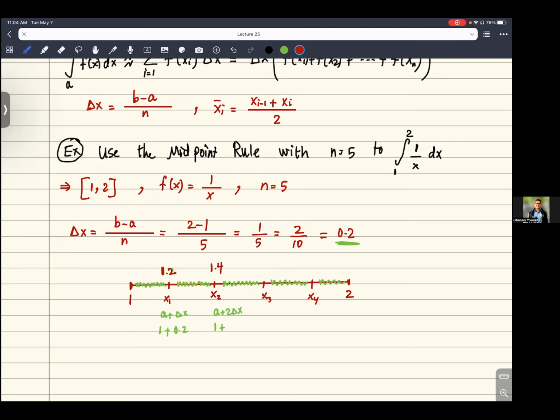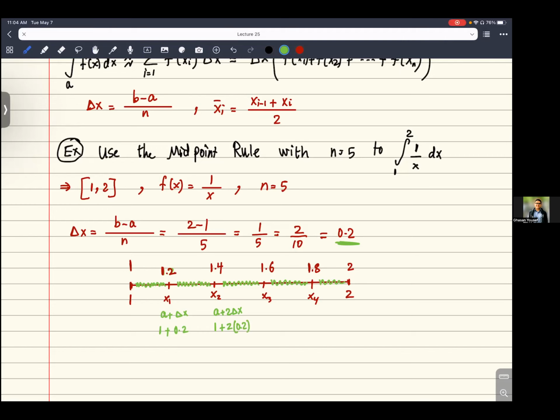1.4. Add another 0.2 for this point, we'll get what? 1.6. And here 1.8. And here is 2, and the beginning point is 1. Make sense?